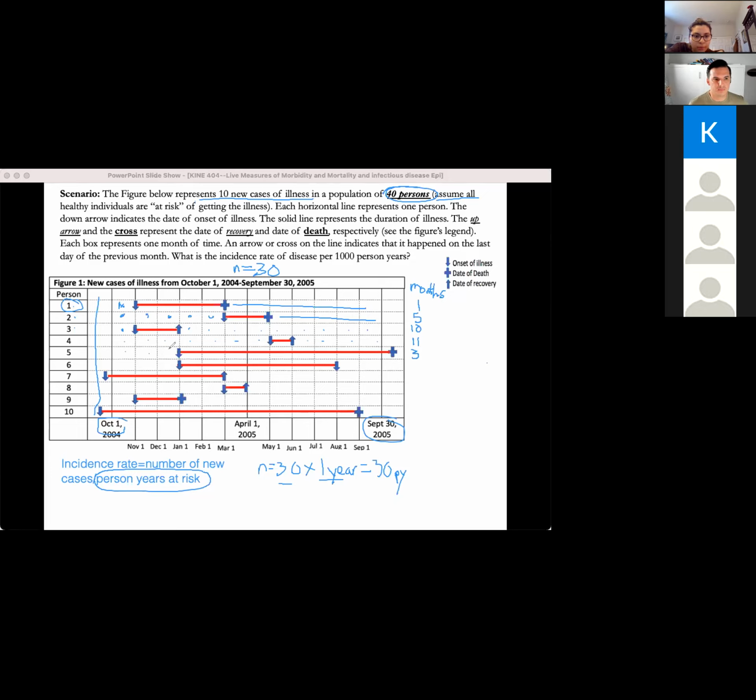3 months. What about person number 6? 5 months. So 1, 2, 3. One thing to be mindful of when you're looking at these, don't forget the couple of months there afterwards. So making sure you're looking at their recovery status, whether or not they recovered or they passed away. Because if they recovered, they're at risk again. What about person number 7?